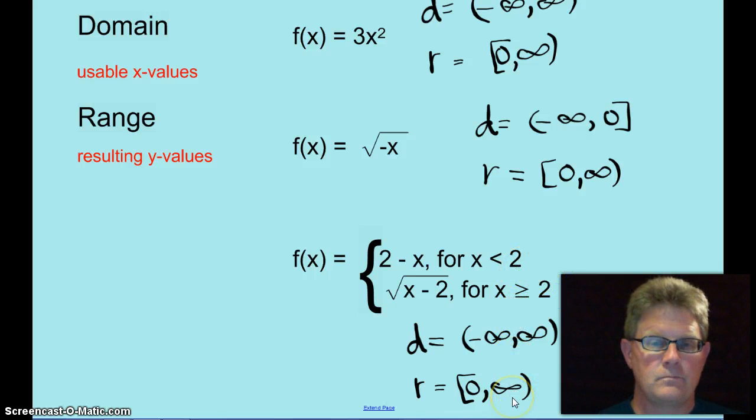The range, for the first part of that piecewise function, the result is always going to be some positive number, because x has to be less than 2. And then for the second part of the function, it can equal 2 or more. So that is going to be the square root of 0 or larger. That's why I wrote the range 0 inclusive to infinity. And that's finding out domain and ranges of functions. Let's go ahead and move on to the next page.